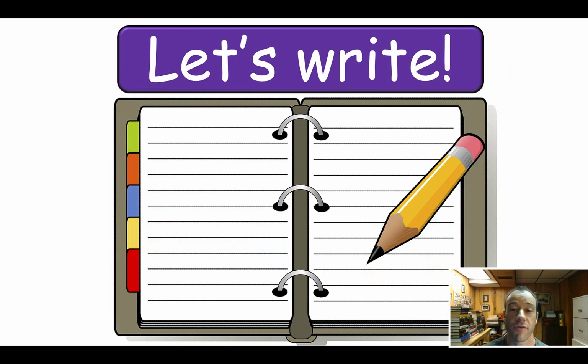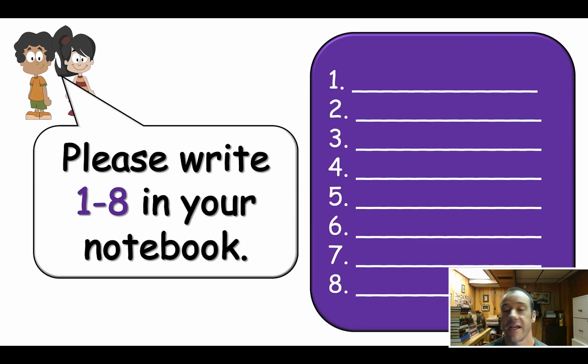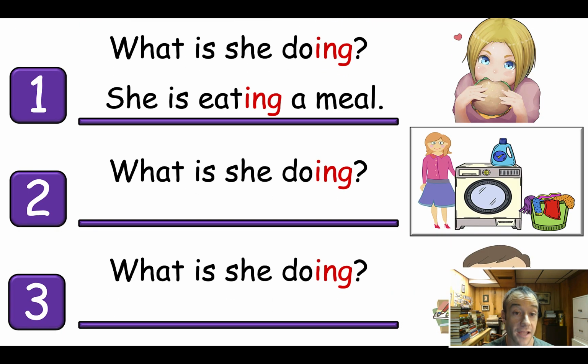And then you can do a quick writing activity. Again, this is just to reinforce and make sure they understand, okay? So what is she doing? She is eating a meal. So this one's done for them. What is she doing? She is eating a meal, okay? What is she doing? See if they can do it on their own. Okay, walk around the room, check, make sure they're doing it.